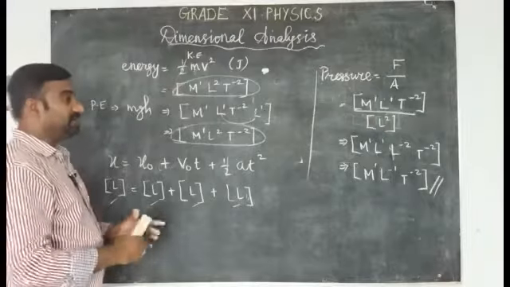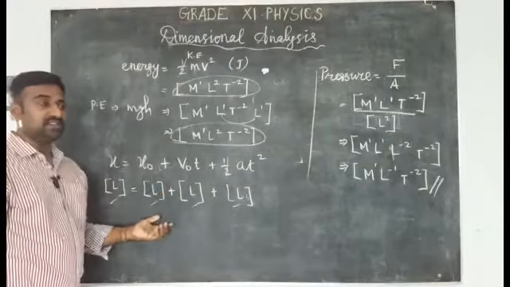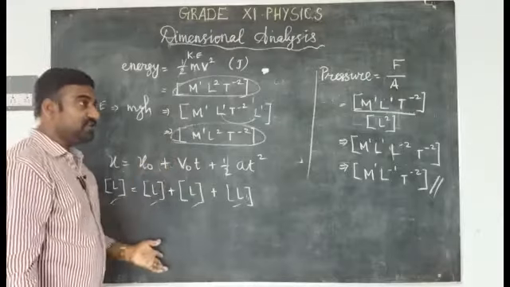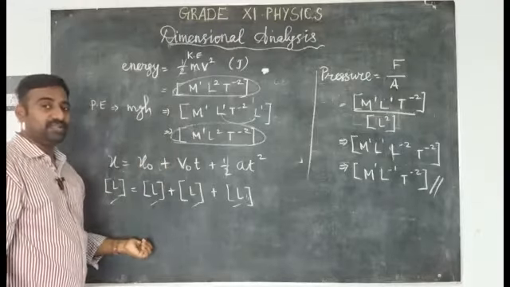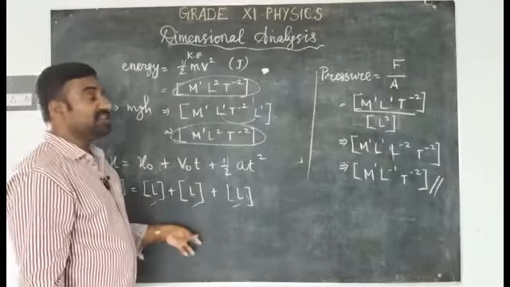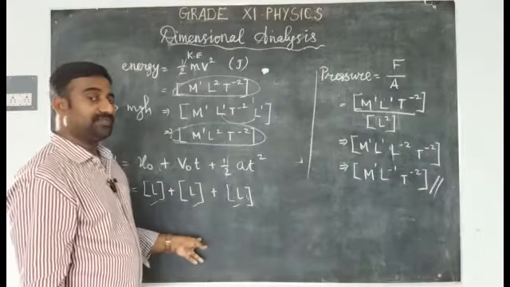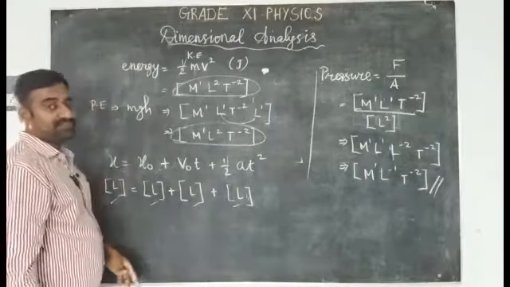Dimensional formula plays a very important role in physics. To find any physical quantity, we can set the dimensional formula. If you don't know, even from the SI unit, you can set the dimensional formula. In the reverse order also, you can set the dimensional formula.